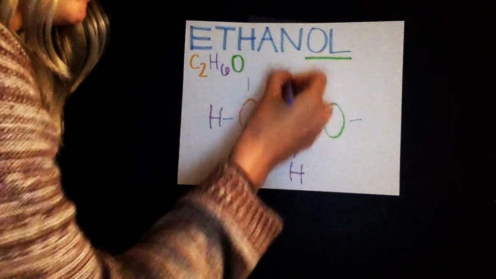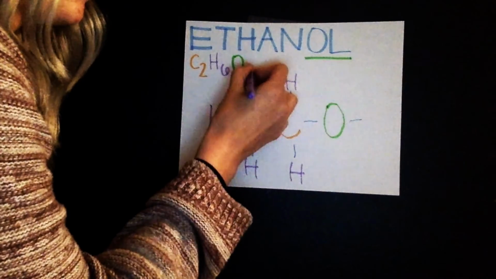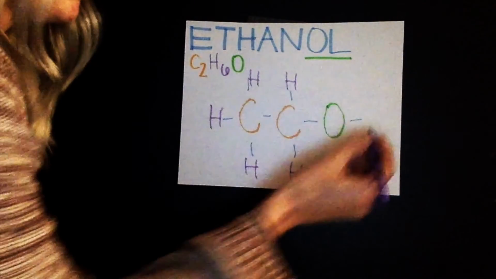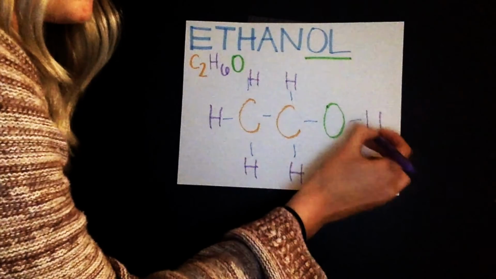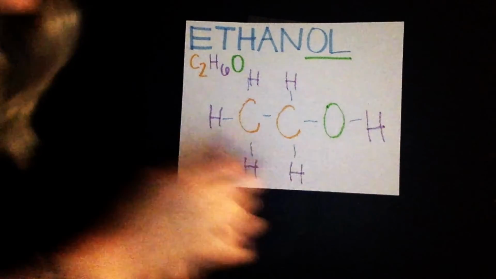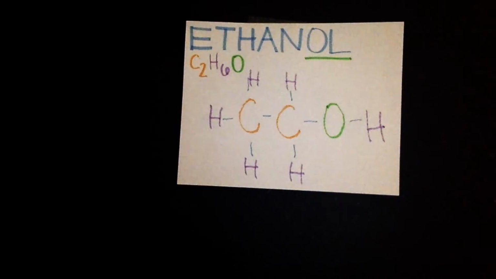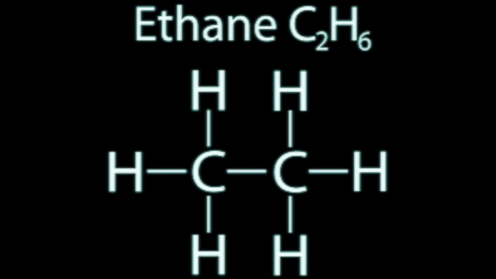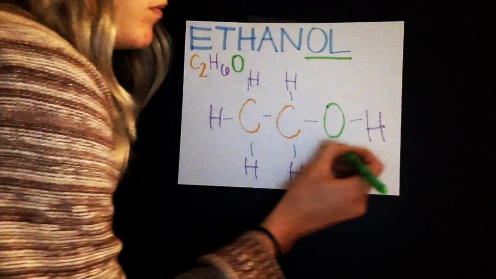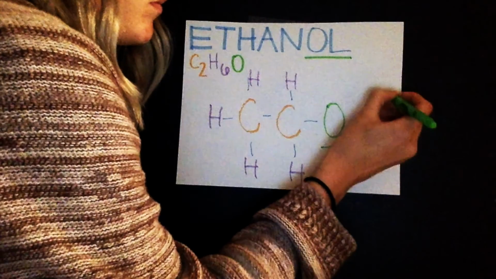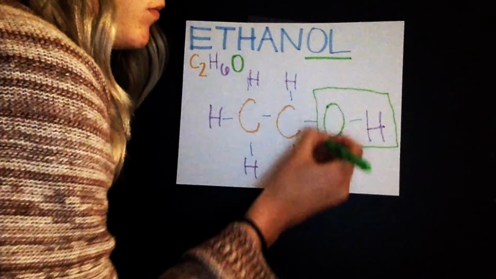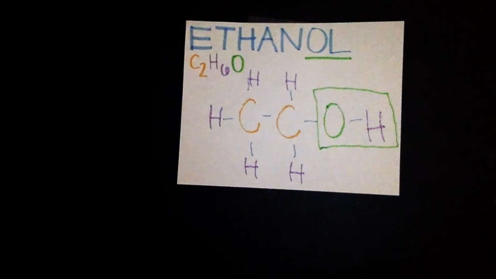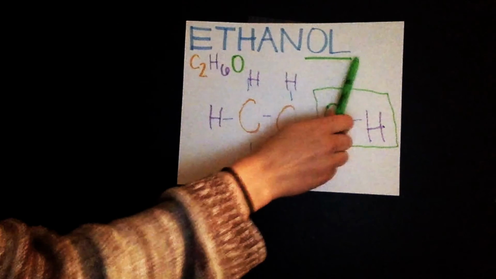Ethanol. See how I underlined it in green? That is showing that there's an alcohol attached to a carbon. An alcohol is an OH group. And here, I'm going to box the alcohol group so you guys can distinguish it from ethane, which is ANE, to ethanol. When there's an alcohol attached to a carbon, you need to change the ANE to ANOL.